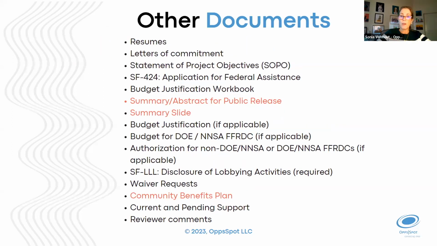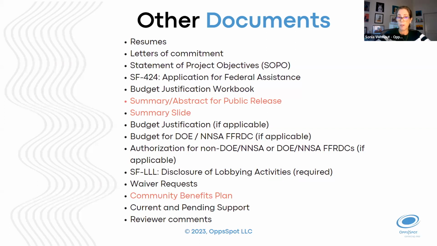Okay. So other documents, this goes back to that original table before we started talking about the technical volume. So make sure you have all the resumes, you have letters of commitment from your partners, letters of support where relevant, and you have to do a statement of project objectives or SOPO. The applications through the SF 424, and you need a budget justification workbook. You will also need a summary and abstract that has to be non-proprietary information because this becomes public. You'll need a summary slide.